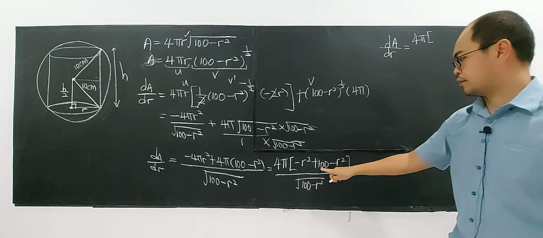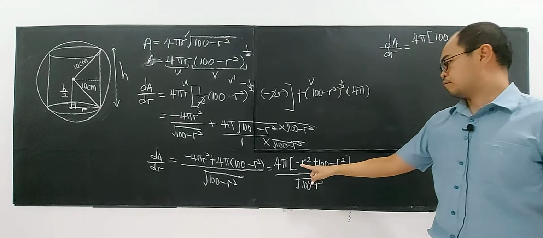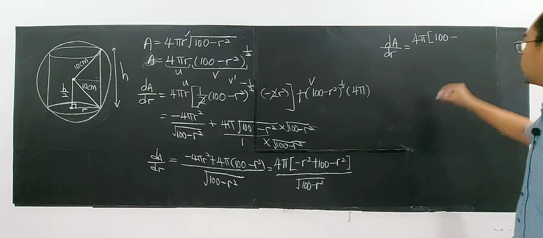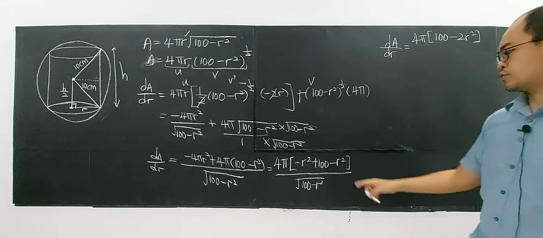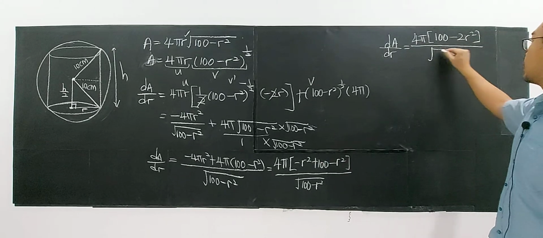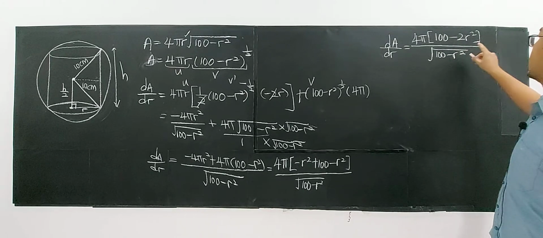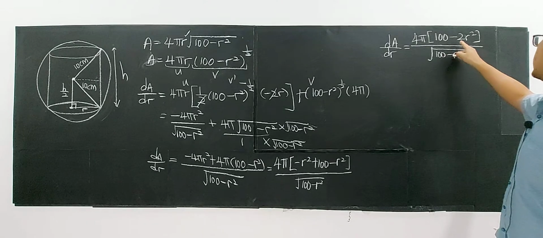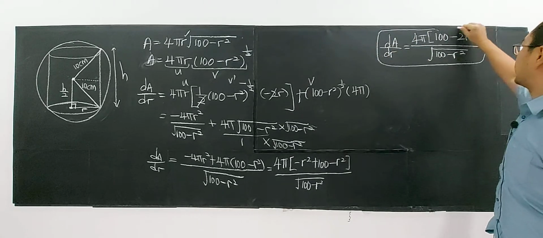Inside we have 100 minus r squared minus r squared, we have minus 2r to the power of 2, right? Minus 2r to the power of 2, divided by square root of 100 minus r squared. I think this is the best, so I leave it in this form. So this is my dA/dr, right?